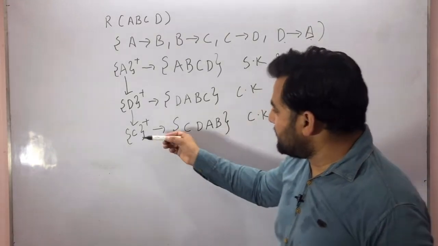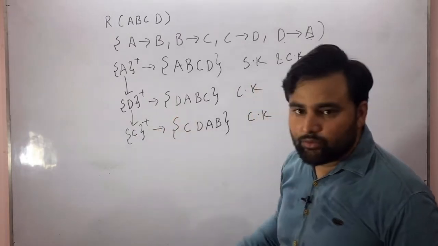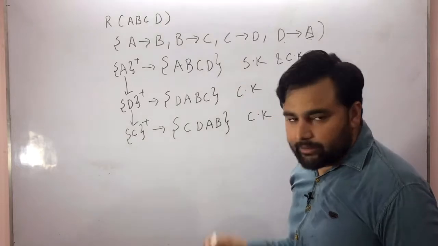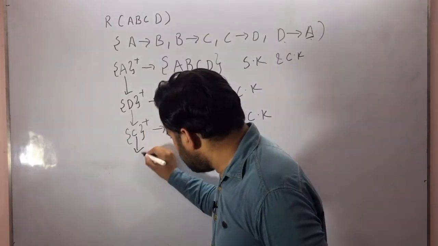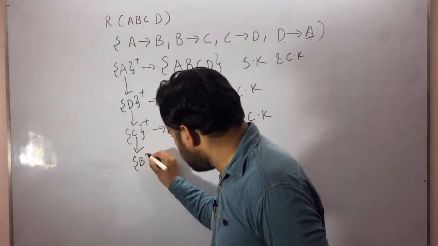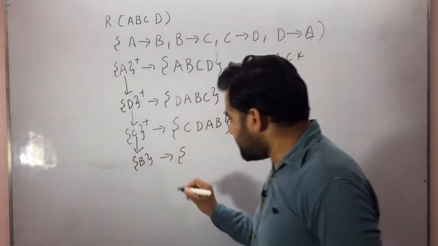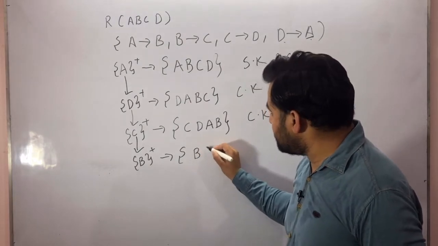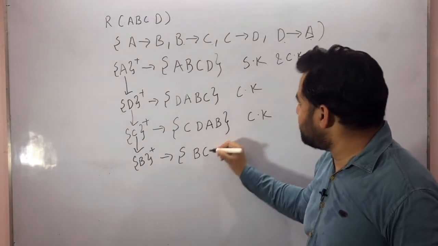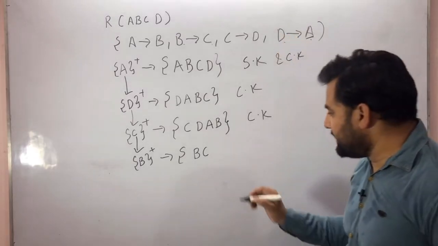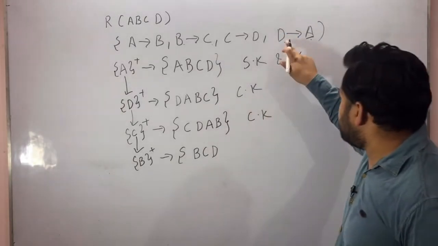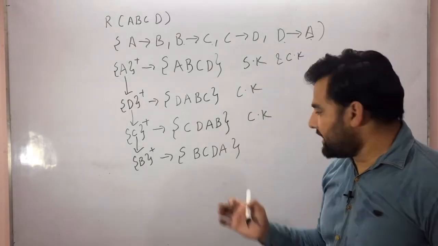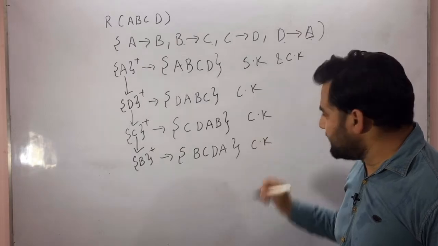Okay, so now see whether this C is determined by what attributes. Here I will find C on the right side. Yes, it is determined by B. So this C will be replaced with B. Let's find the closure of B. What is the closure of B? Obviously B will be here. B tends to C, and from C I'm going to D, from D I'm going to A. So that means I found all the attributes. So this is also a candidate key.